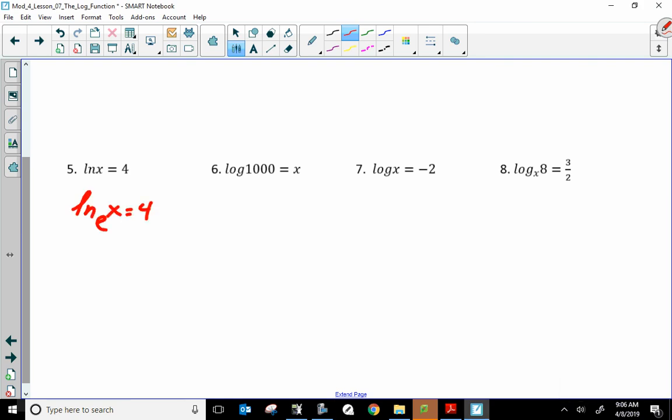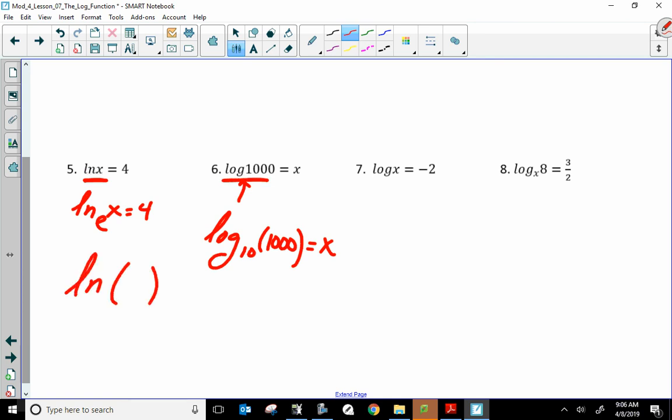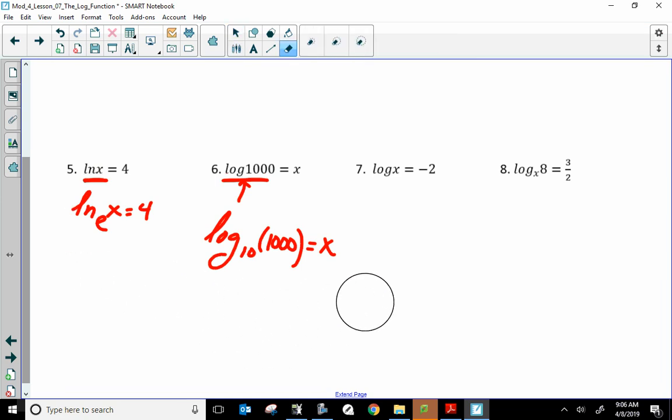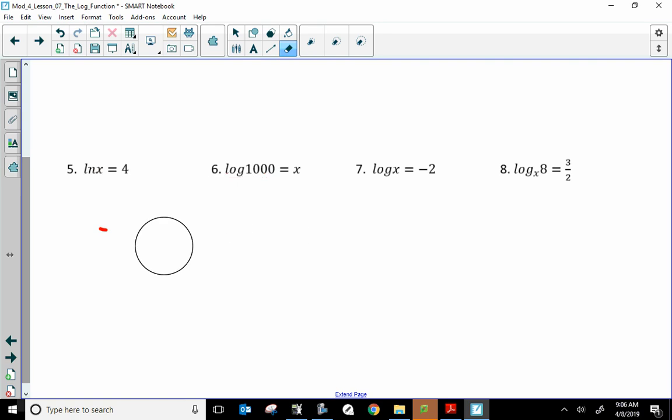This one right here, see there's no base? That's like log base 10 of 1,000 equals x, and so forth. Now, the good thing in the calculator is if there's no base written, you don't have to type a base in. There's an ln button that will just do this for you. There's a log button. You don't have to use log base, where you can just put that in. So let's move forward and do these things right now.